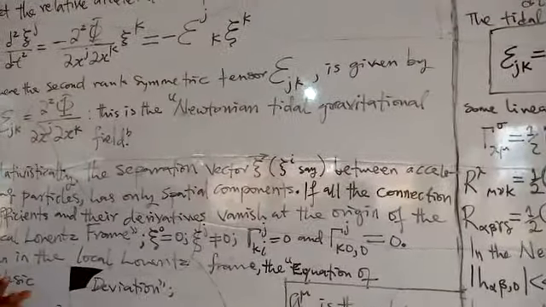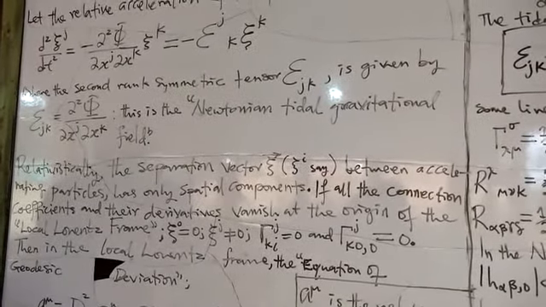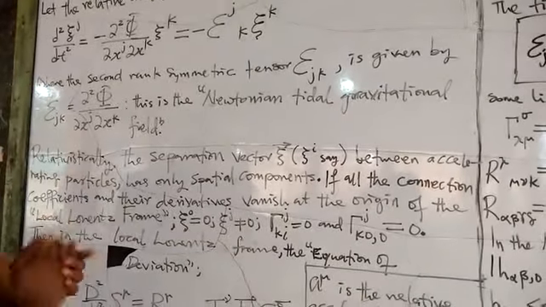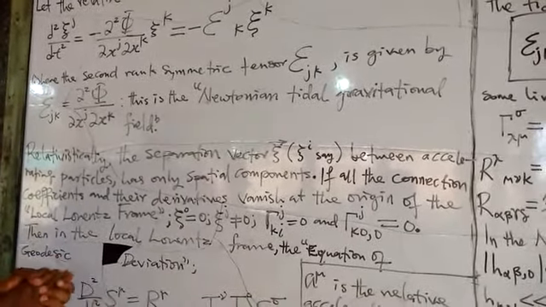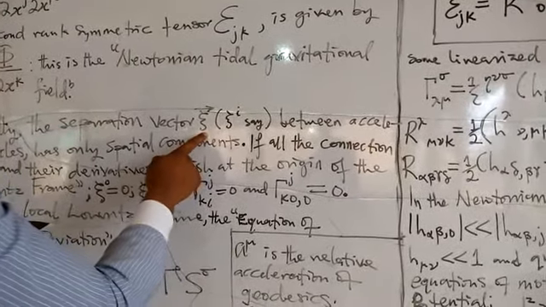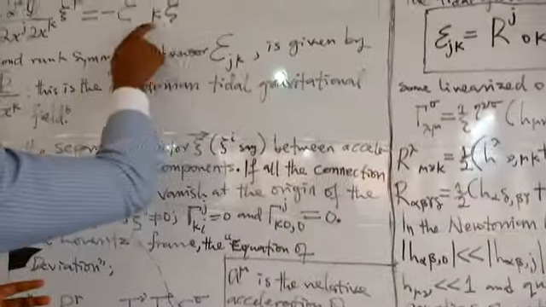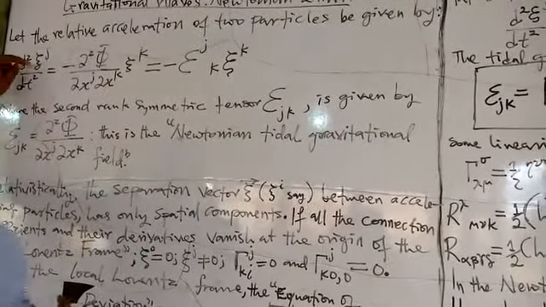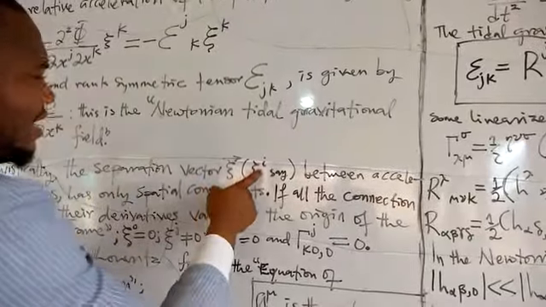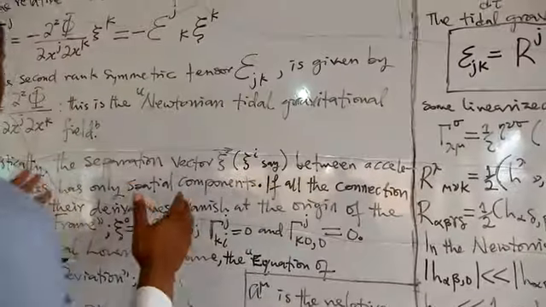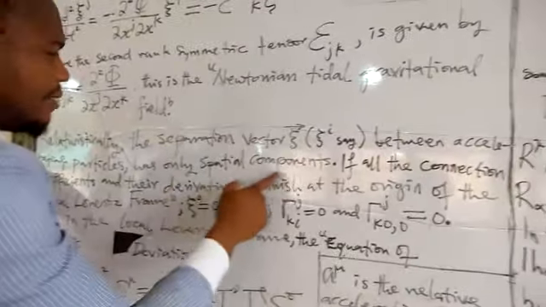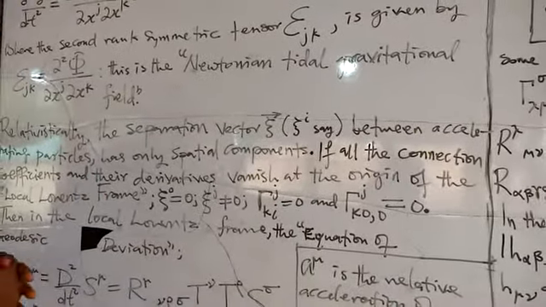Today we're going to be speaking more of Professor Kipton's native language. So this is the Newtonian tidal gravitational field. Relativistically, the separation vector, of course I've used an arrow to denote it here, represents either this or this, or maybe even this one here, zj. So it could be zi. The separation vector between accelerating particles has only spatial components, and this is what we are going to be working with.